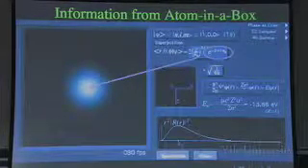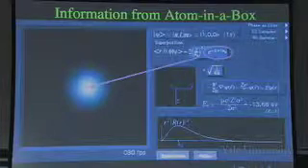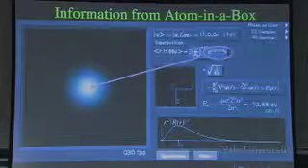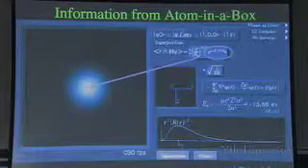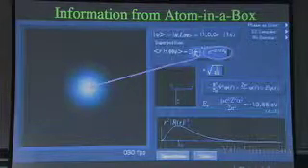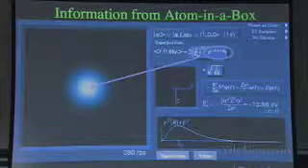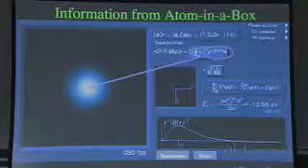Okay, now, but here's a slightly different question. What is the most likely distance? Can you see why that's a different question? You might think the most likely distance is wherever the density is highest. But that's not quite true. Do you see why?